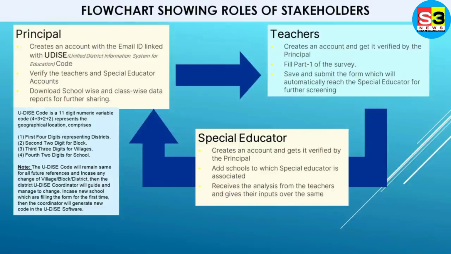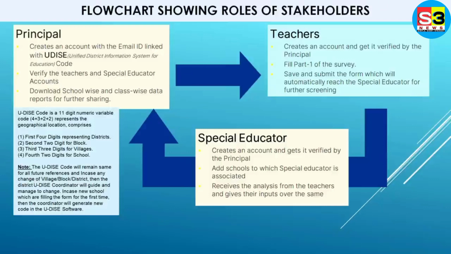Then as a principal, you have to create an account and use the email ID that has been linked with the school's UDISE code. This means when you registered your school on the UDISE portal, you must have given an email ID at the portal. That same ID needs to be used while working as a principal on the PRASHAST app. Once you verify yourself as a principal using the UDISE code, your next step as head of the school is to verify the special educators and the teachers. All this will come on the PRASHAST app.